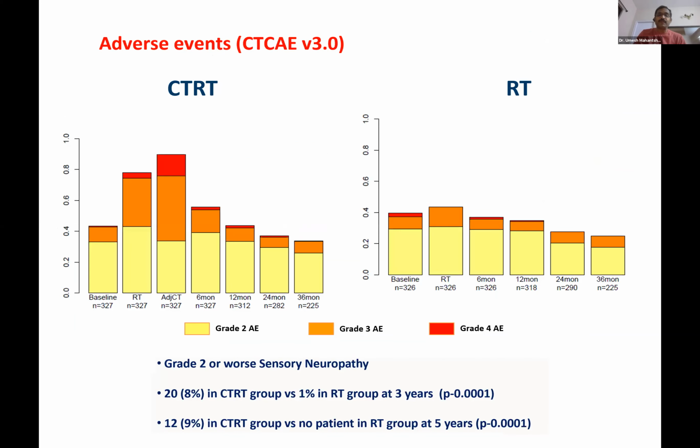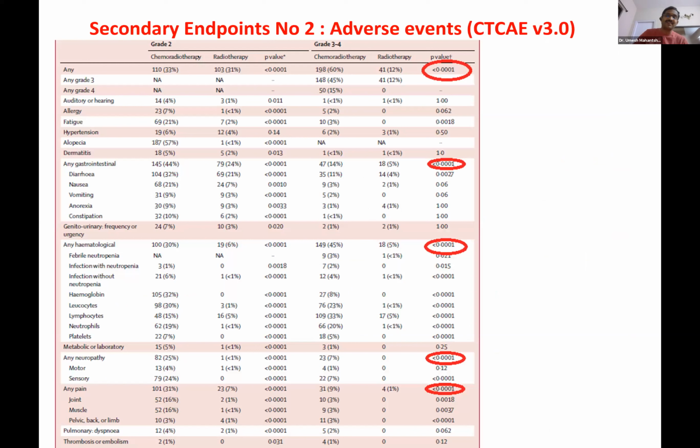There were severe adverse events in concomitant chemoradiation arm. I will not go into the details, but suffice to say that patients who received chemoradiation had significant grade 3, grade 4 toxicity to the tune of 60% overall in chemoradiation arm as compared to 12% in radiation alone arm. And these toxicities were mainly in the form of the hematological toxicities as well as the grade 3, grade 4 neuropathy because of paclitaxel.